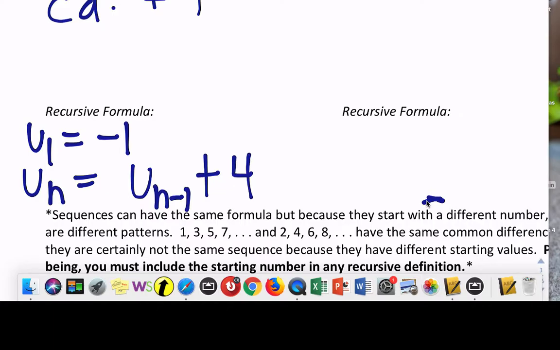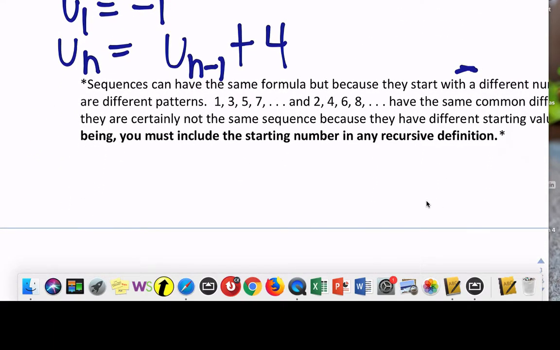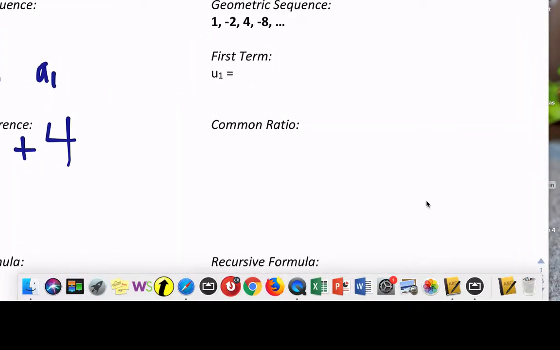Okay, so again, this is a recursive formula. You need a starting value, where are we going to start at? And then to get any term, how do you use the term before it? So here's U sub n minus 1, the term before it. What are we going to do? We're going to add 4 to the term before it. Okay, so we're going to practice using this notation quite a bit in this chapter.